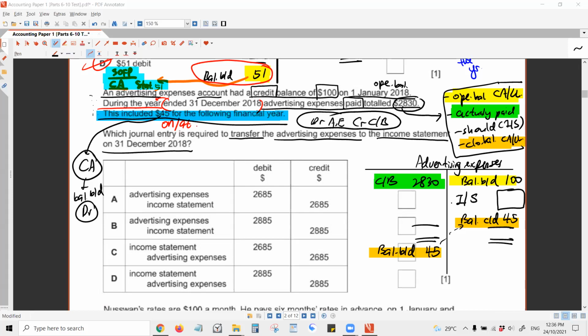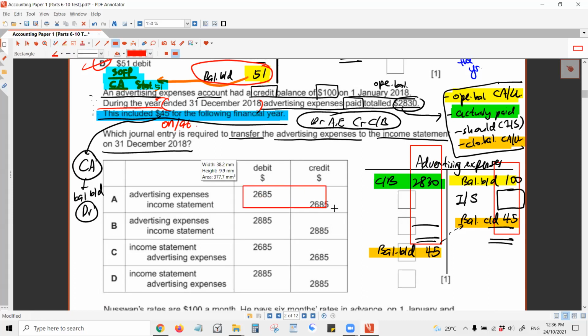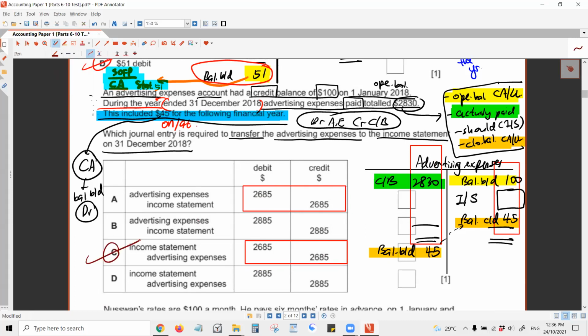Okay, Charmaine, you even got the figure wrong. You have to take all the numbers on the debit side here and minus all the numbers on the credit side. You should get 2685. Your answer cannot be B or D. Your answer cannot be B or D. And the answer should be C because you focus on the position of the number.